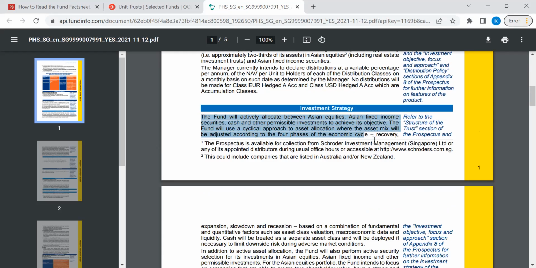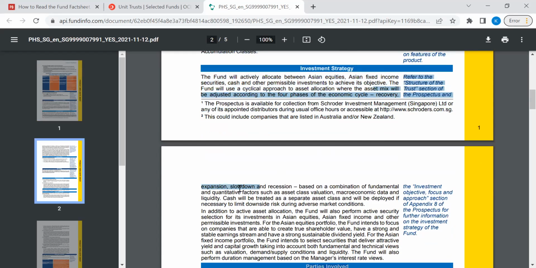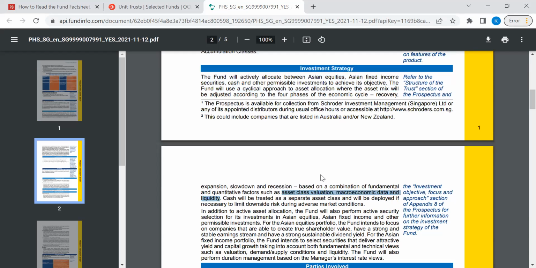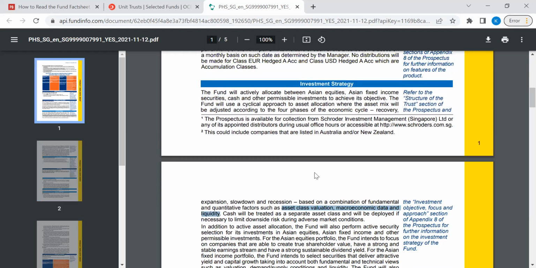Going along with economic cycle: recovery, expansion, slowdown, and recession, based on a combination of fundamental and quantitative factors such as asset class valuation, macroeconomic data, and liquidity. Sounds very heavy. Maybe you will get lost. Okay, let me try to explain now.